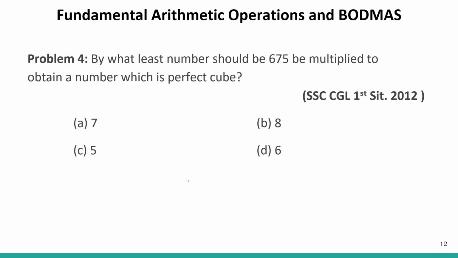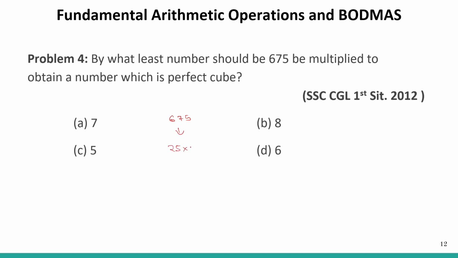Let's see problem number 4. By what least number should 675 be multiplied to obtain a number which is a perfect cube? So we have the number 675. Let's first do prime factorization.